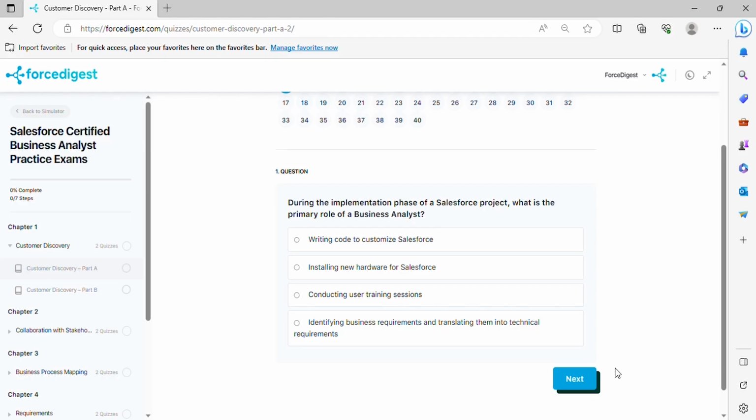Question 1. During the implementation phase of a Salesforce project, what is the primary role of a business analyst?